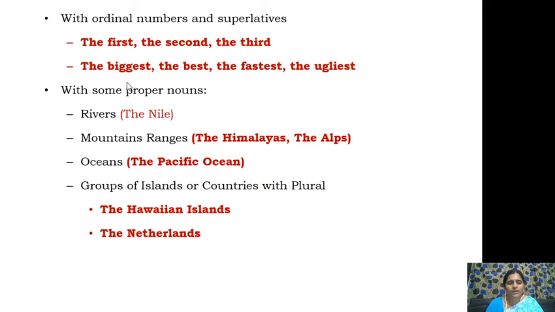Now with some proper nouns, like the names of rivers, the names of mountain ranges, the names of oceans, the names of groups of islands or countries, with plurals. If they have the plural form, then we use the before that. For example, rivers like the Nile, the Himalayas, the Alps, the Pacific Ocean, the Netherlands. These are a few examples of proper nouns before which we have used the definite article.